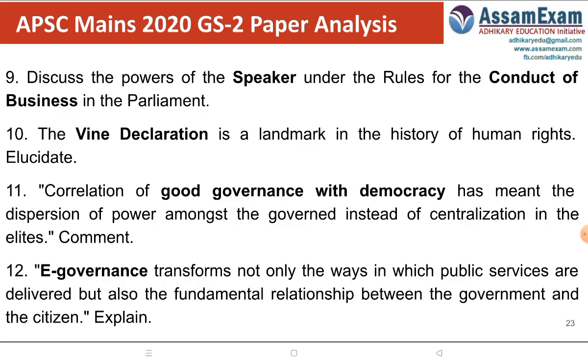Next question. Correlation of good governance and democracy has meant the dispersion of power among the governed instead of centralization in the elites. Comments. So next question. E-governance transforms not only the way in which public services are delivered, but also the fundamental relationship between the government and the citizen. Explain. E-governance, you must be knowing this concept.